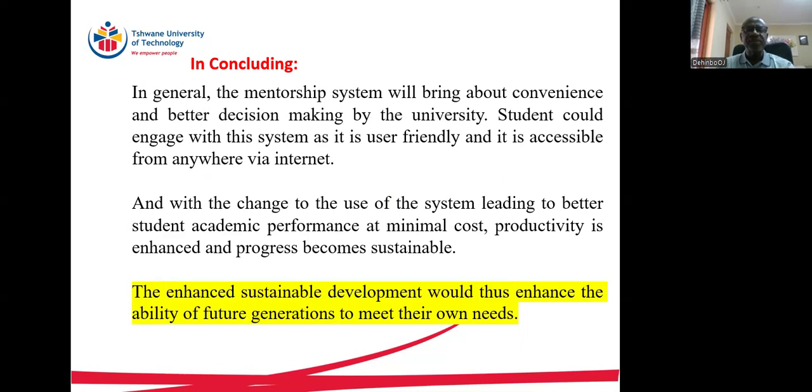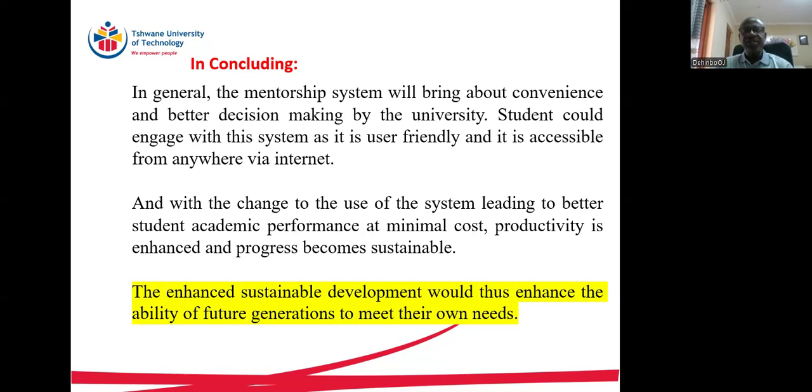And that is where we suggest this mentorship system, to bring about convenience and better decision making, and also to assist the students, especially the shy ones, so that they have a tool to use that will not expose them, and also a system that is user friendly and can be accessed from anywhere on the internet.